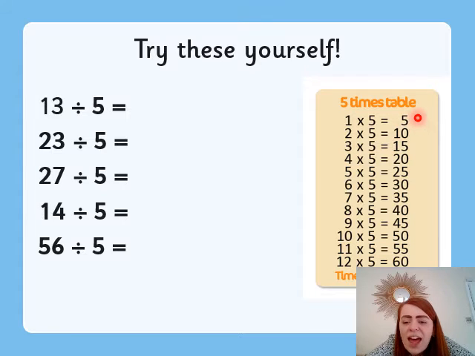So I can say there's 5, there's 10, there's 15. Oh, but 15 would be too far, so I need to go back to 10. And I can see that 2 times 5 is 10. So then in my head, if I got to a friendlier number, I'm going to count up from 10 to 13. So 10 in the head, 11, 12, 13. So my remainder is going to be 3.